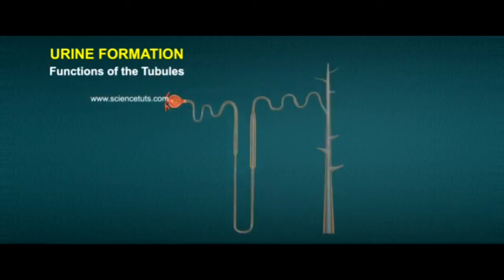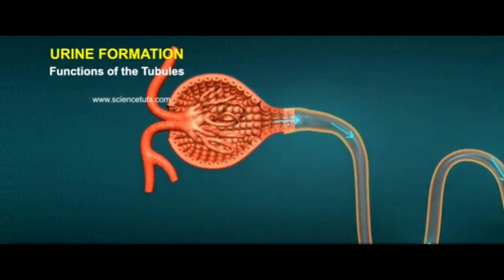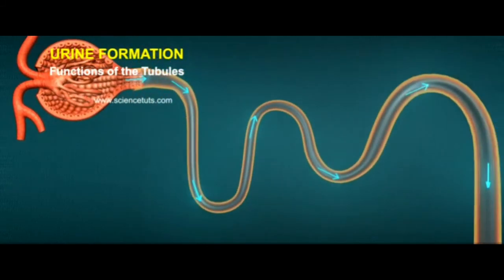Then, functions of the tubules. First one is the proximal convoluted tubule. It is lined by simple cuboidal brush border epithelium which increases the surface area for reabsorption. 70 to 80% of electrolytes and water are reabsorbed by this segment.